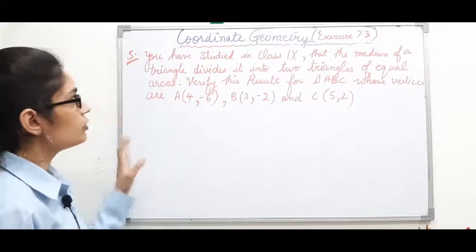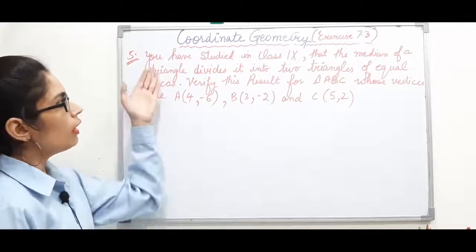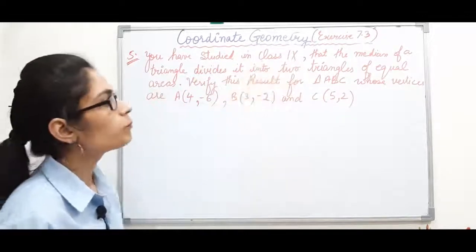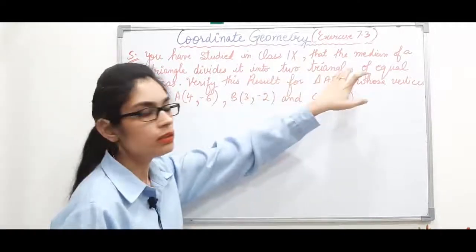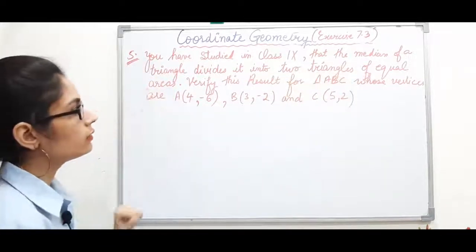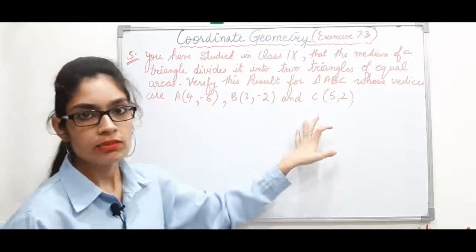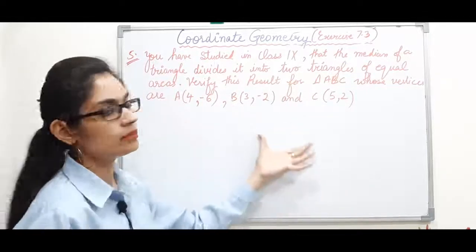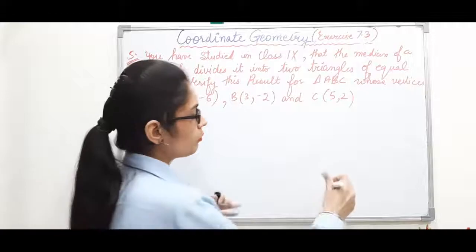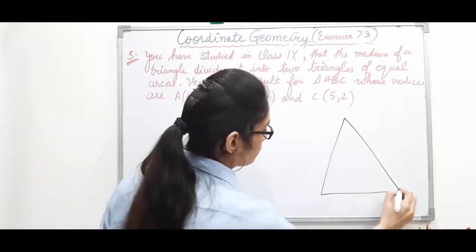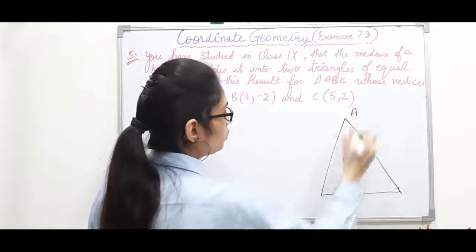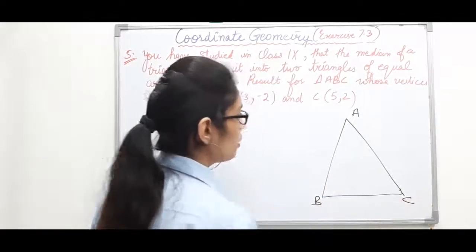In the fifth question, it's given, you have studied in class 9th that the median of a triangle divides it into two triangles of equal areas. So you have to verify this result for a triangle whose vertices are given to you. So you have been given one triangle ABC and whose vertices are given to you.